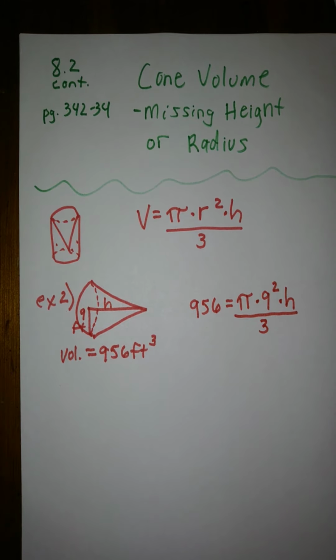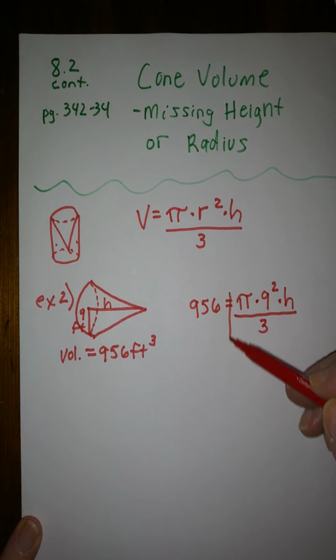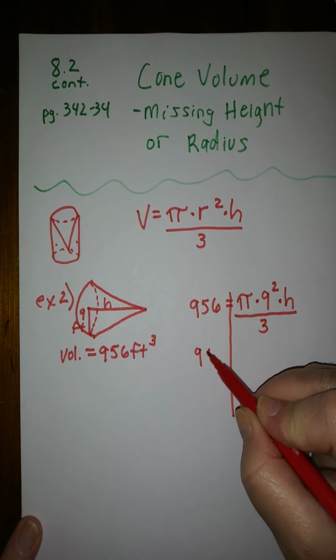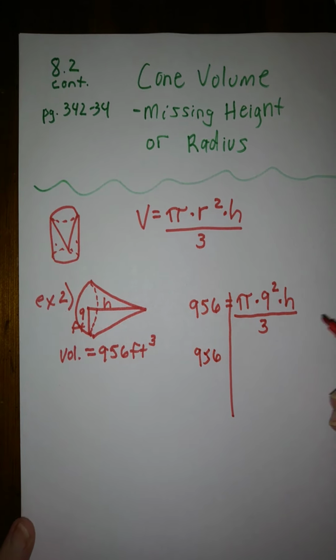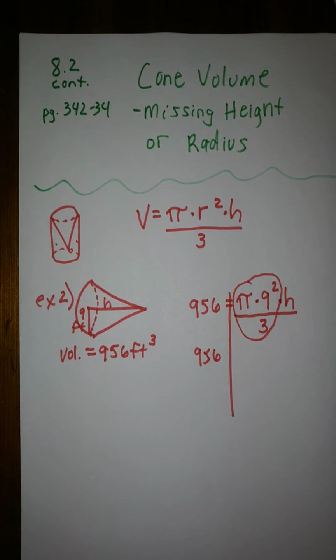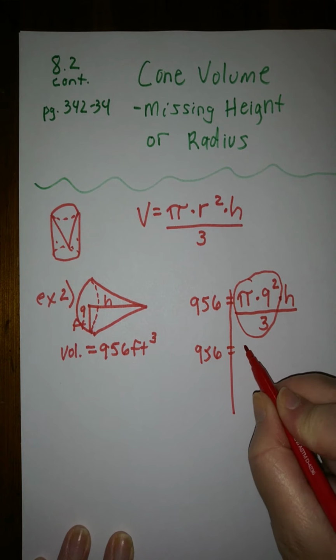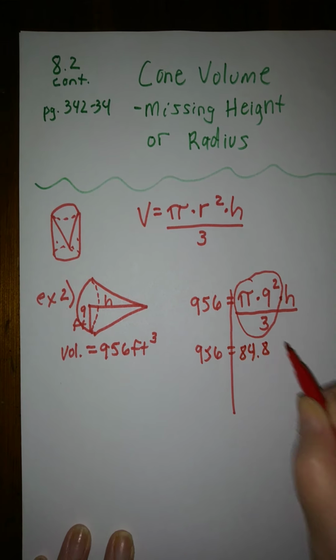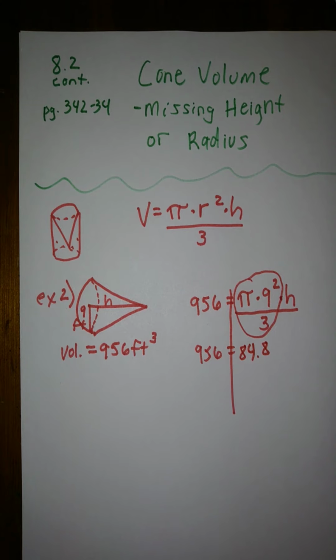Okay, so now we have some knowledge about equations, so we're going to solve this equation and get h by itself. So the first thing that I want to do, if I split this down the middle, 956 stays. And over here I can simplify because all of this can be simplified on my calculator. So if you do 3.14, so grab your calculator, 3.14 times 9 squared, or 9 times 9, and divide that by 3, you end up with 84.8. Now some of you probably got 0.78, and it's the same. I'm just rounding it off.